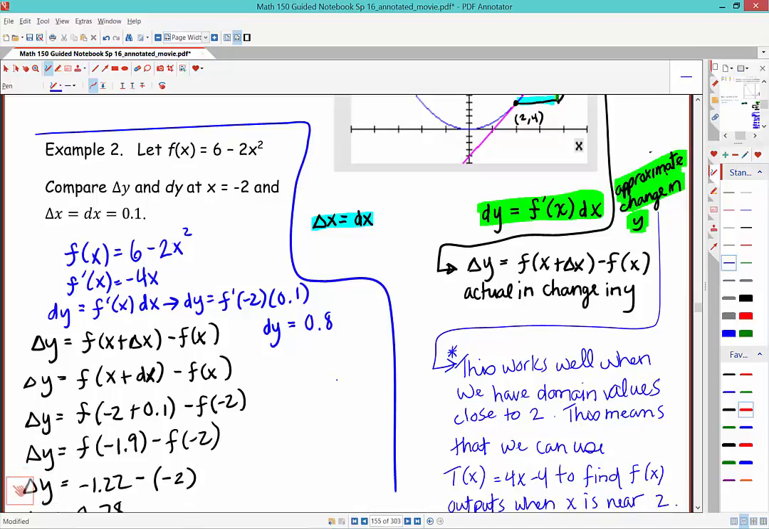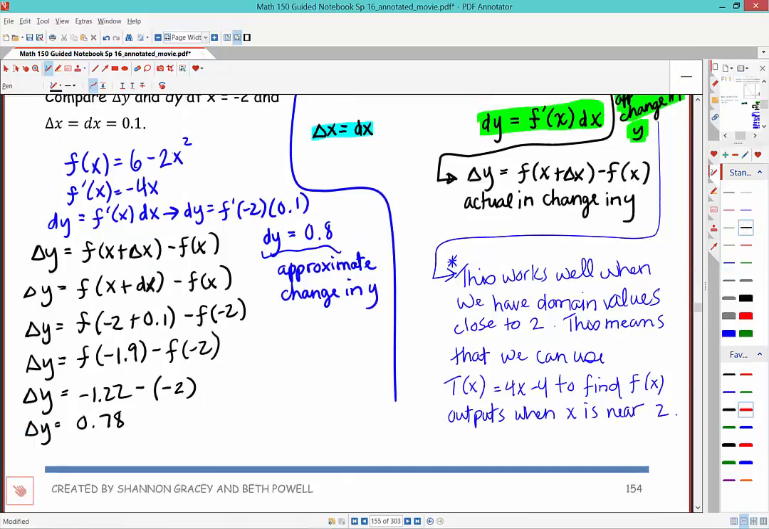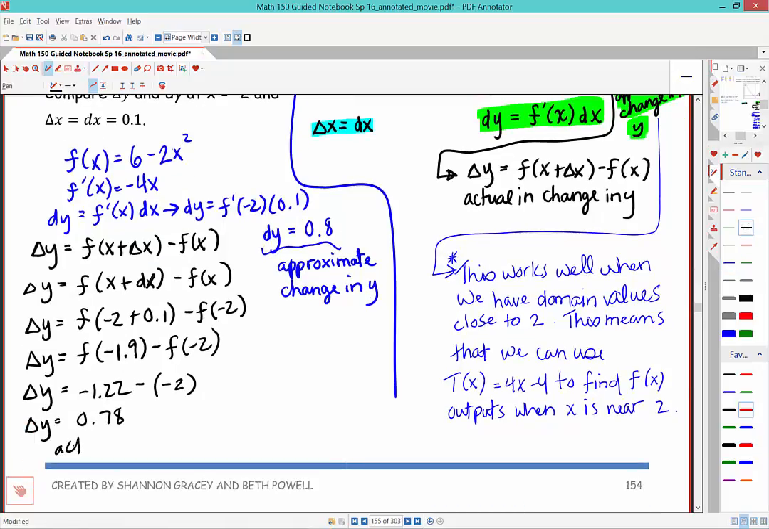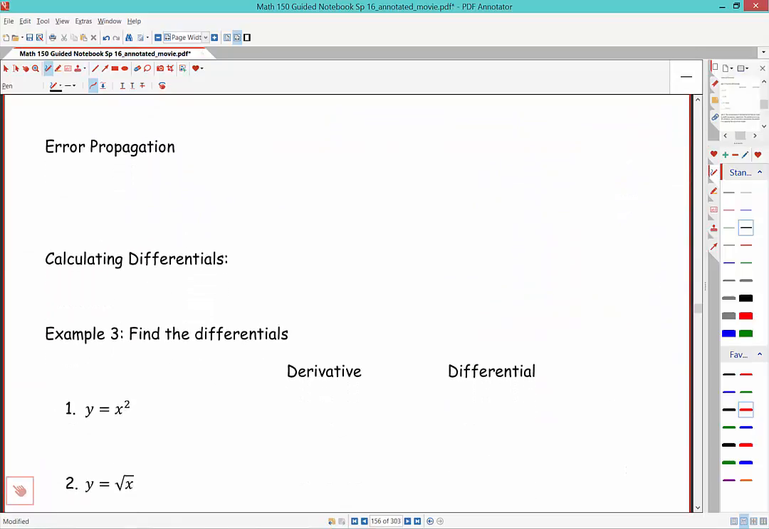So those guys are pretty close. This again is our approximate change in y. And over here we had our actual change in y. Okay, so very close, as you can see. Alrighty, so now let's go on to error propagation.